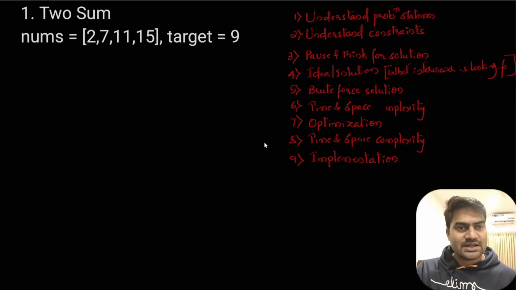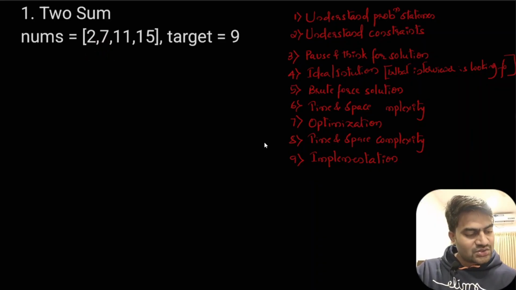Here, what this problem states is that we will be given this particular nums array and we will be given some target. This target value is nothing but the sum of any two values in this array. If you see, target is 9. If you add up 2 and 7, it is equivalent to 9. So we need to return the indexes of these two, basically 0 and 1.